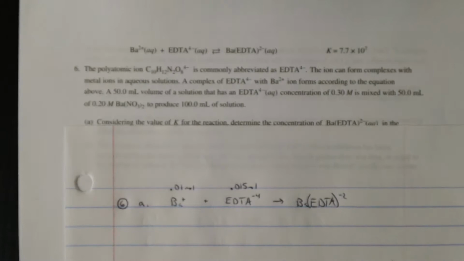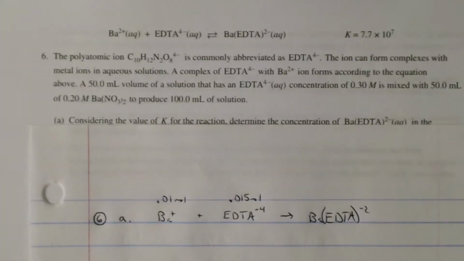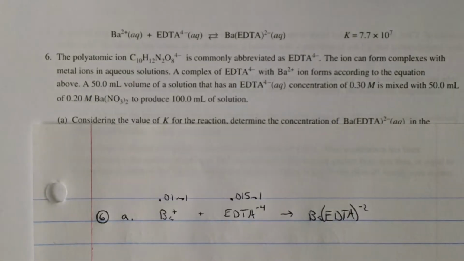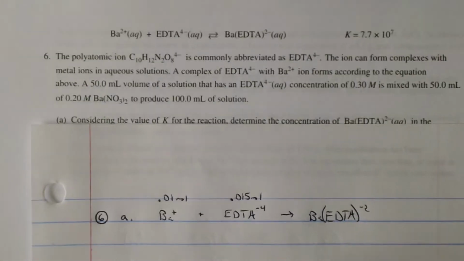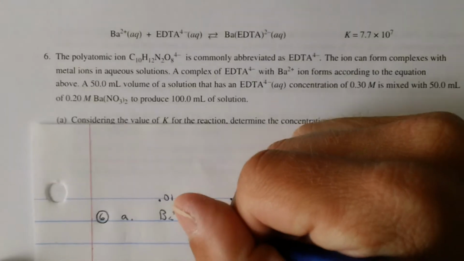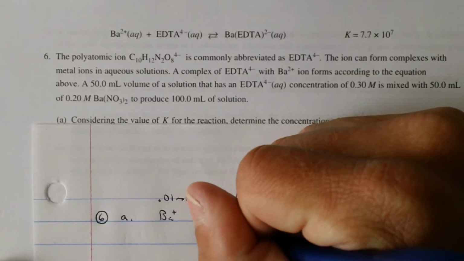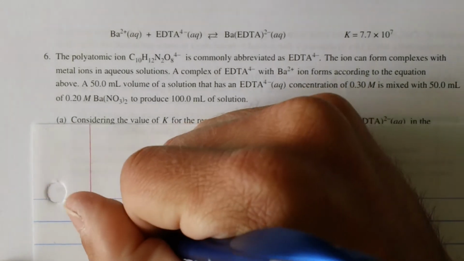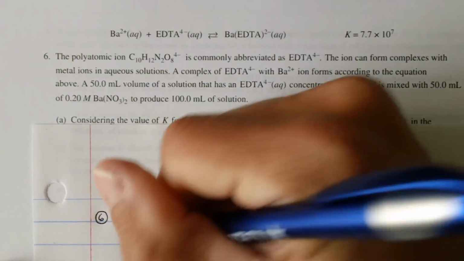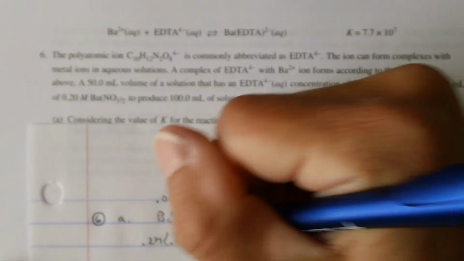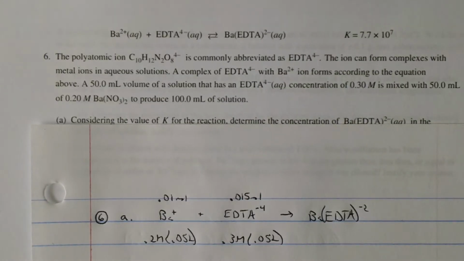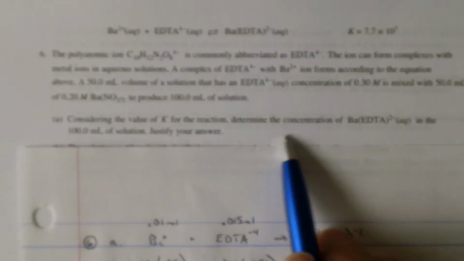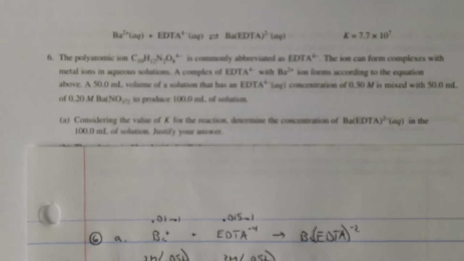Does it hurt to show that work? It doesn't hurt to show that work. If you want to show that work, I think it's really healthy to put down 0.3 molar times 0.05 liters, and 0.2 molar times 0.05 liters. That's where we're coming up with those mole values. Good. On A, it wants to know what is the concentration in 100 mL of solution?